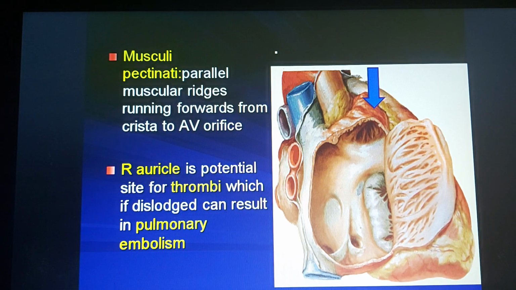Next, coming to the right auricle. The right auricle is a potential site for thrombi. Finally, it can result in pulmonary embolism.